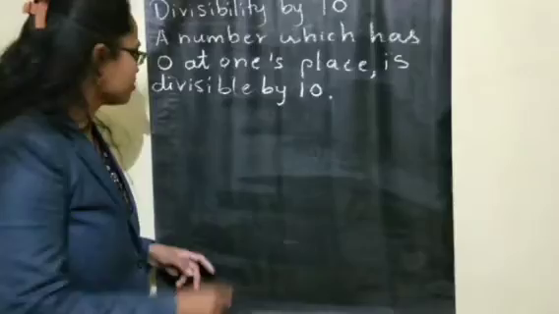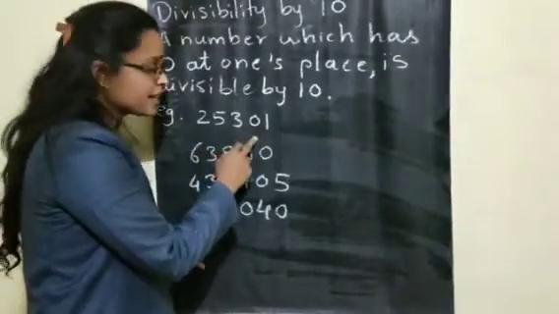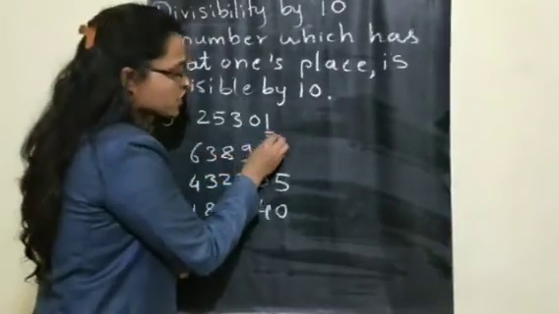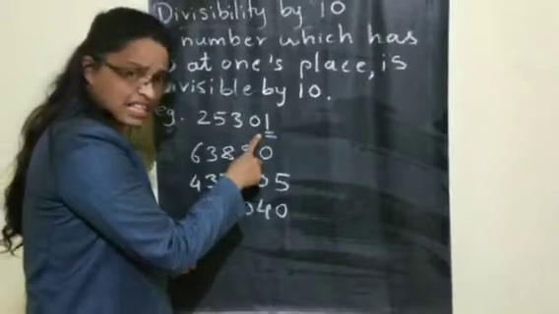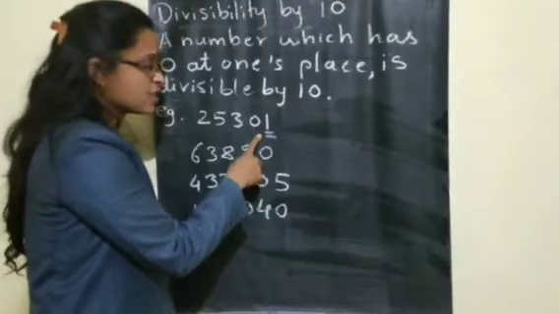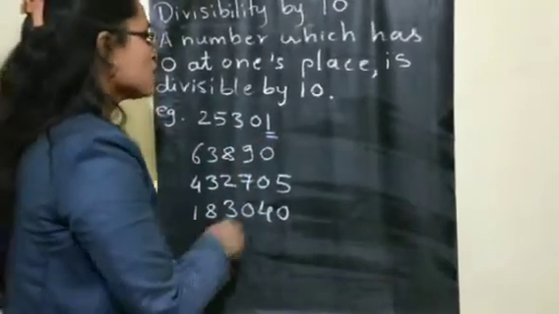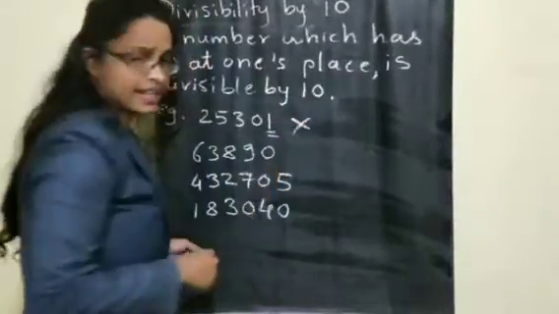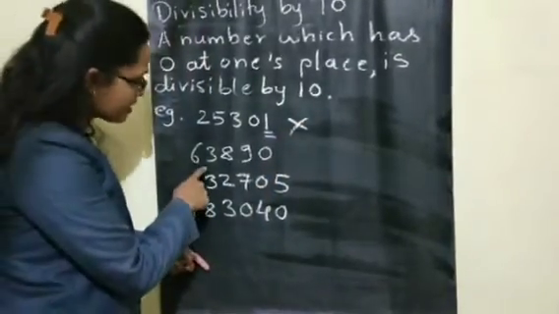Let us take the examples. 5,301, check the ones place. In the ones place the number 1 is there. 0 is not there, children. So this number is not divisible by 10. Okay. Let us take the next example.